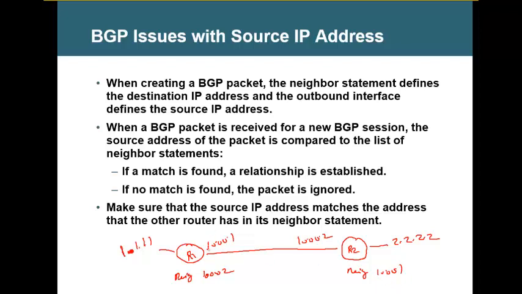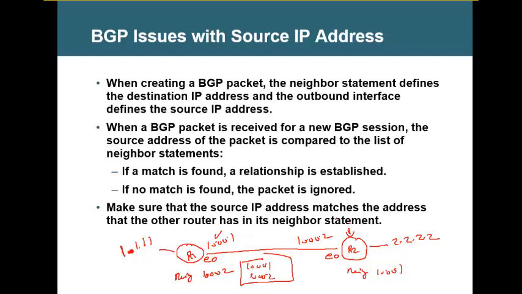Now, we all just learned in the first paragraph that the outbound interface will become the source. So when R1 sends the packet, the source address will be 10.0.0.1 and the destination will be 10.0.0.2. When this packet arrives on R2, see, that's what I said.